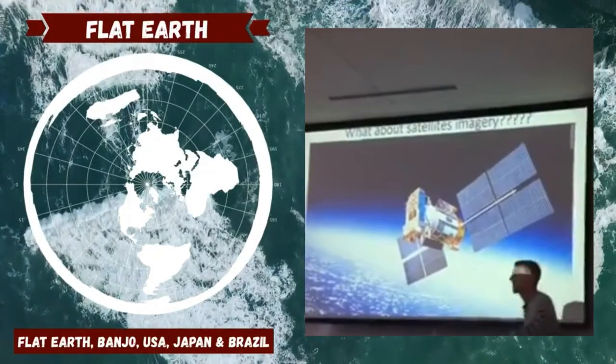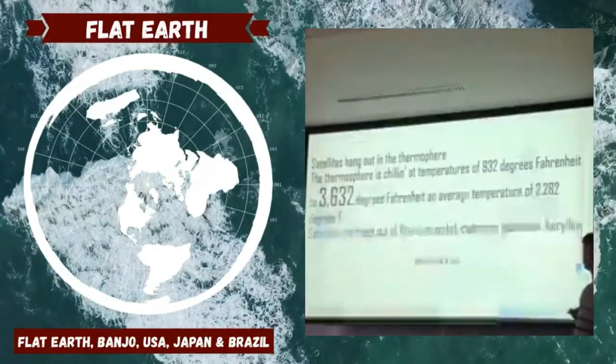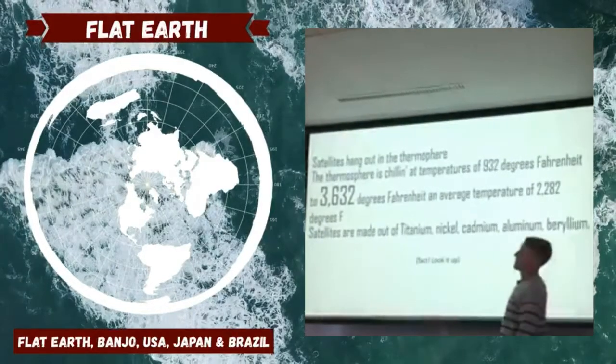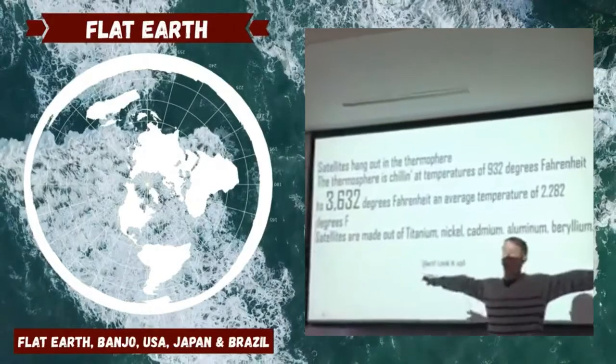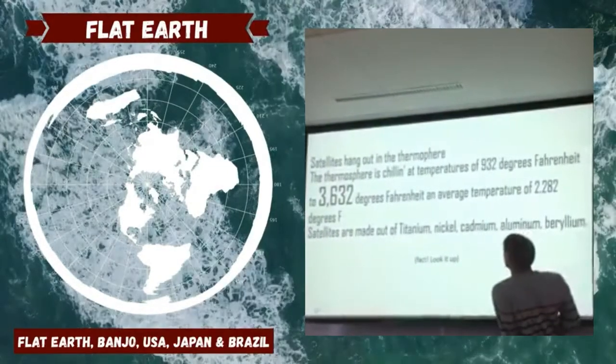There's so much satellite imagery showing the curvature of the Earth. There's so much saying it though, right? One problem I have about satellites, and anybody is welcome to look into this, anybody: satellites hang out in the thermosphere.